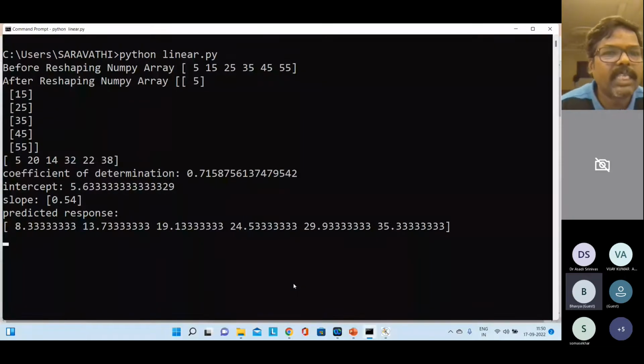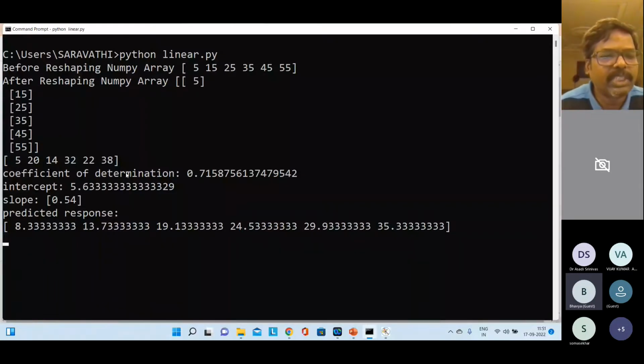Okay, so now see here, you need to execute like this: python space linear.py. Linear regression is one of the topmost algorithms in artificial intelligence. I have taken X values 5, 15, 25, 35, 45, 55. After reshaping with NumPy, these columns become rows. See here, 5, 15, 25, 35, 45, 55. Now I'm printing after reshaping.